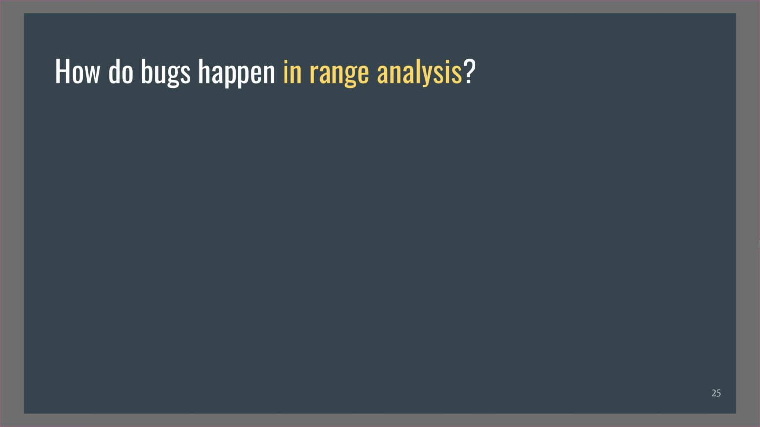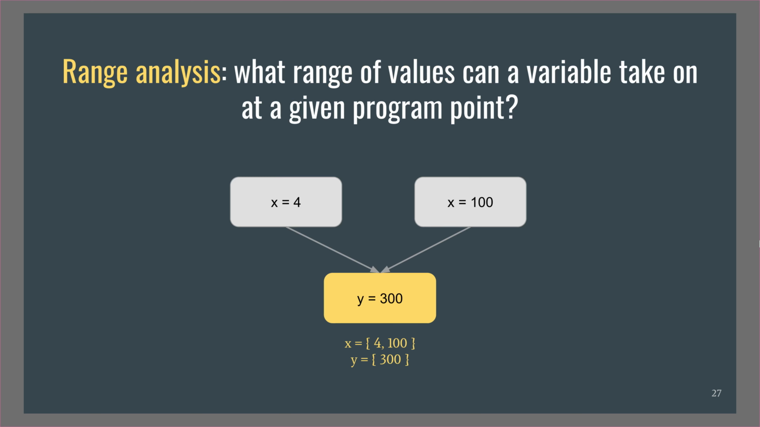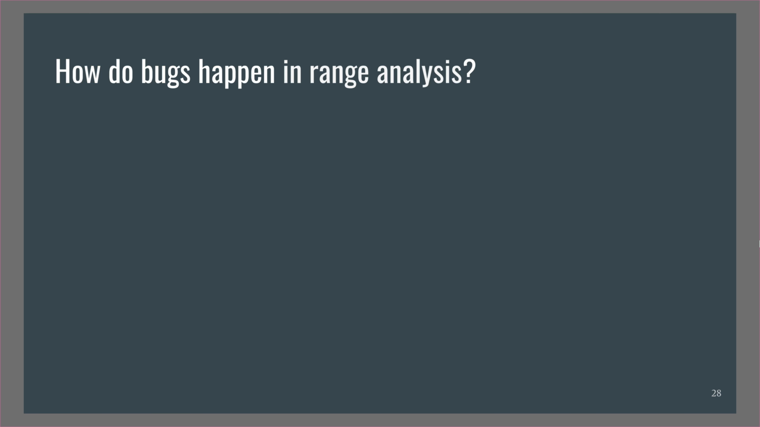A lot of different ways, so I'm just going to focus on bugs in the JIT's range analysis, an information gathering compiler pass that the compiler uses to inform other optimizations. Range analysis answers the question, what range of values can a variable take on at a given program point? In this example, at the yellow program point, range analysis says that x is between 4 and 100 and y is always 300. Range analysis can introduce exploitable bugs in the following way.